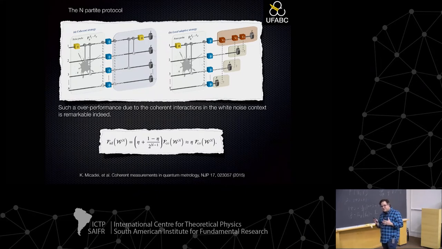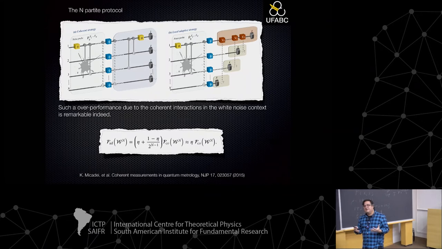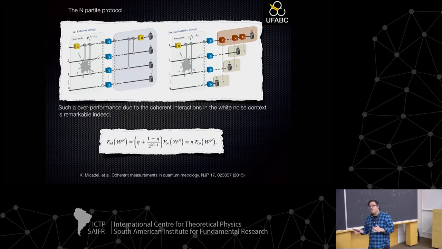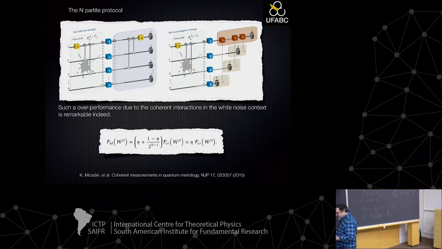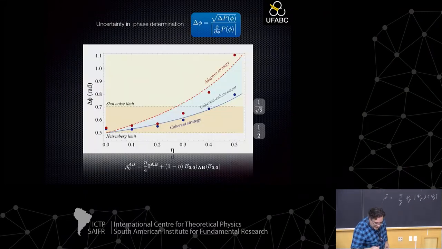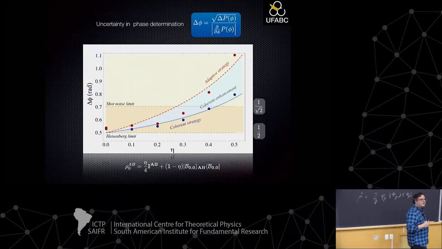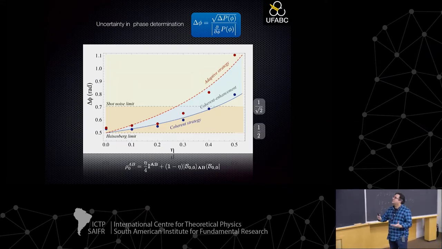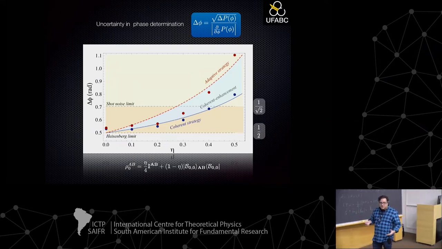The bigger your noise, the bigger will be the gap between the adaptive protocol and the coherent protocol. So besides correlations, coherent operations also play a very important role in quantum protocols, in quantum information. This is an experiment that was not published, but look just at these theoretical lines. This is the phase estimation protocol implemented for a two-qubit system. The limit for the classical measurement of a phase here will be the shot noise limit.